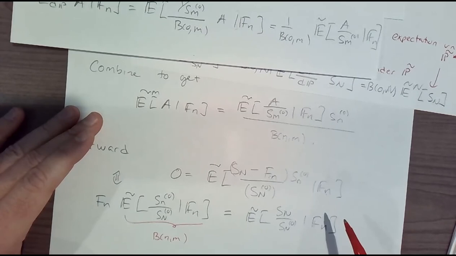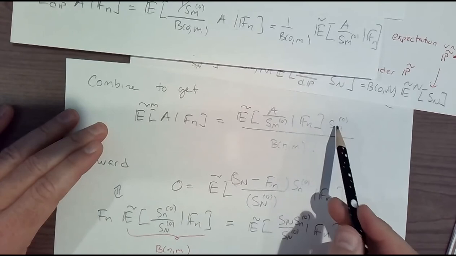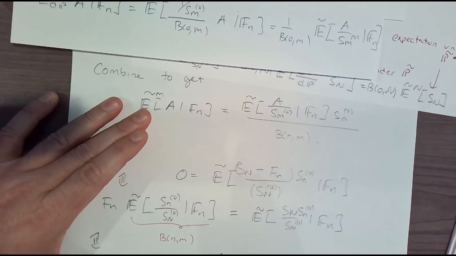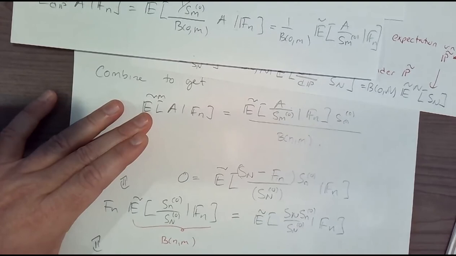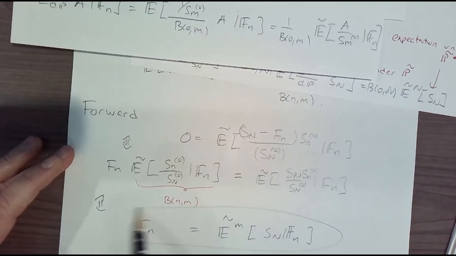And I'm missing a term here. This is multiplied off here. And what I have here, this is exactly this one here can travel inside. So I'm ending up here with Fn being nothing else than the conditional expectation under the forward measure of Sn. And so this is the key formula.